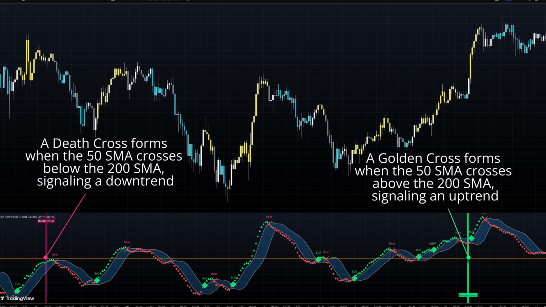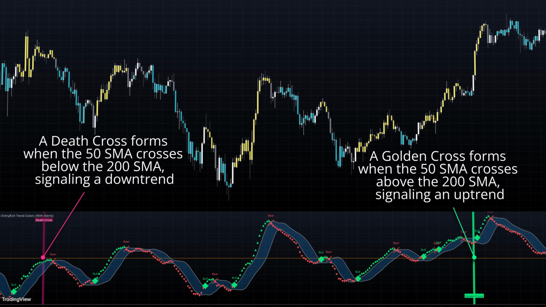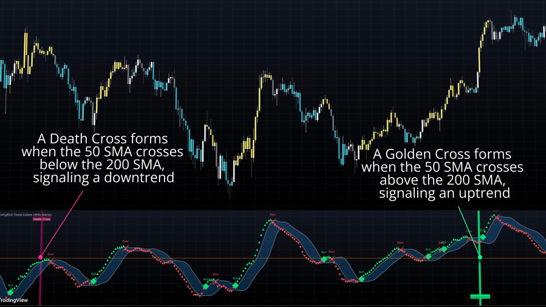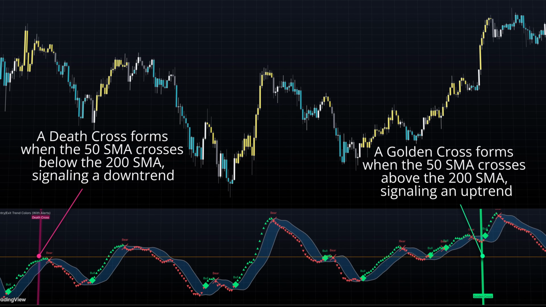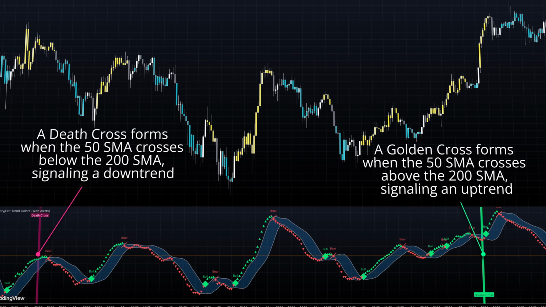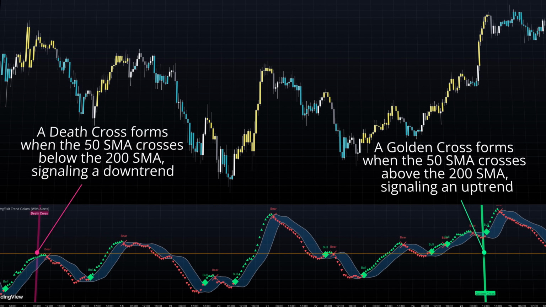Additionally, the indicator includes death and golden cross notifications when the short-term SMA, default 50, crosses the long-term SMA, default 200, highlighting significant trend changes with background color shifts and text labels.